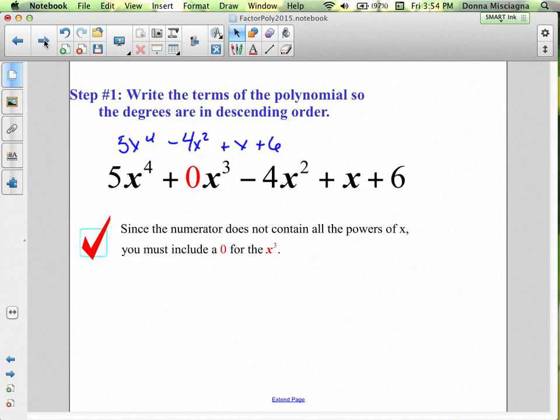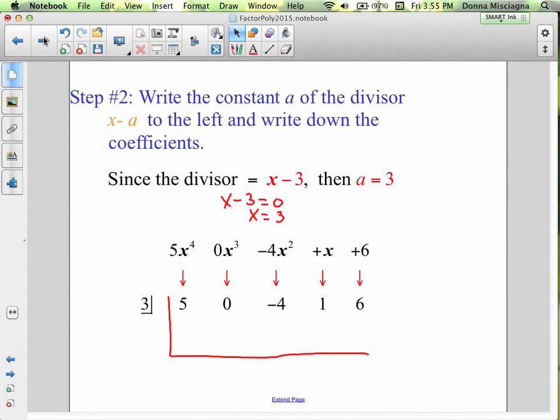So here we're going to be working with 5x to the fourth minus 4x squared plus x plus 6. Now that particular equation does not have a cubed term. So we represent that cubed term with a 0, so 0x cubed. Since the numerator does not contain all the powers of x, you must include a 0 for the x cubed. Just like we did with the long division, we had 0x squared, right? So if we're missing somebody, we need a placeholder. We can't just leave them out.